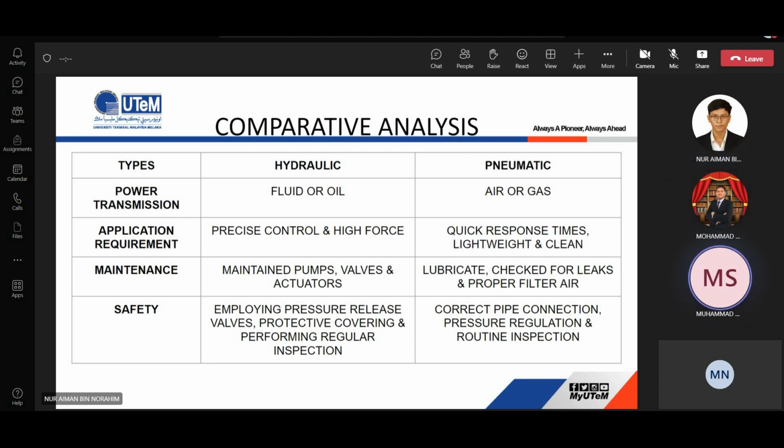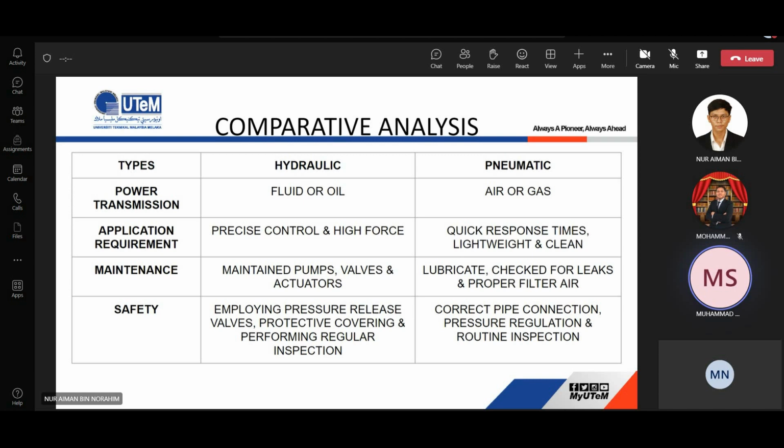Okay, I will explain about comparative analysis. The type of power transmission: hydraulic uses fluid or oil, and pneumatic uses air or gas. For application requirements, hydraulic uses pressure control and high force, and pneumatic is quick response times, lightweight and clean. For maintenance, hydraulic maintains pumps, valves, and actuators, while pneumatic lubricates, checks for leaks and proper filter air.